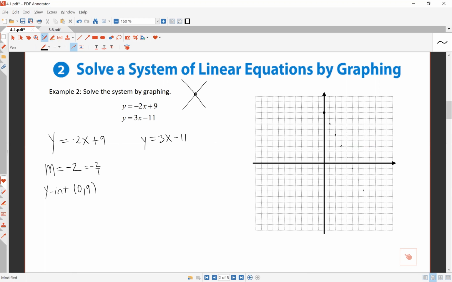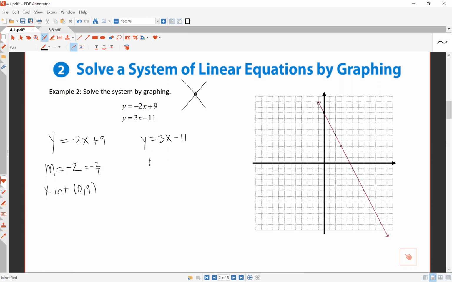until we get the entire graph of the line. Or up 2 and left 1. And we connect the dots with a solid line. And those are all the points that satisfy the first equation.